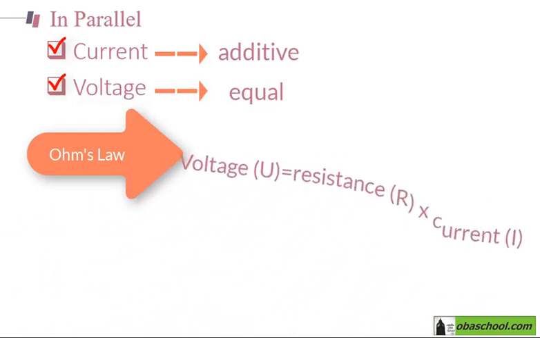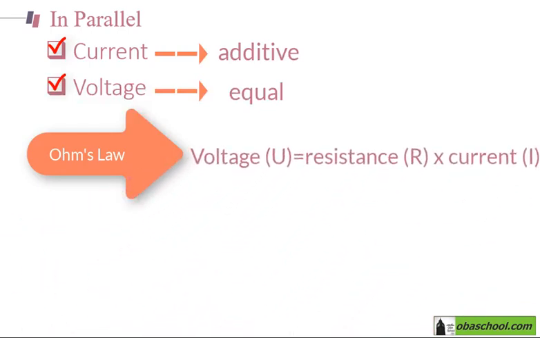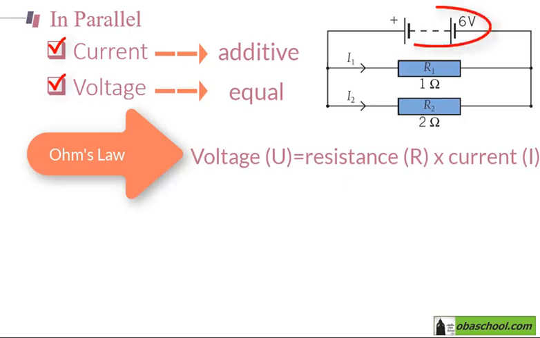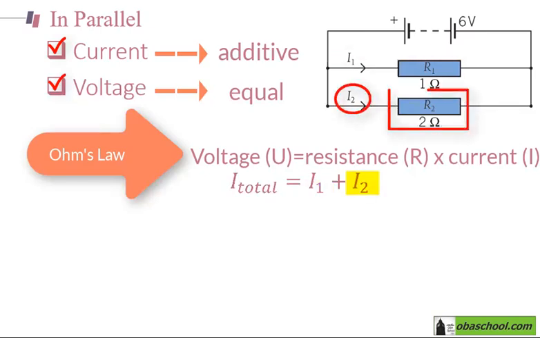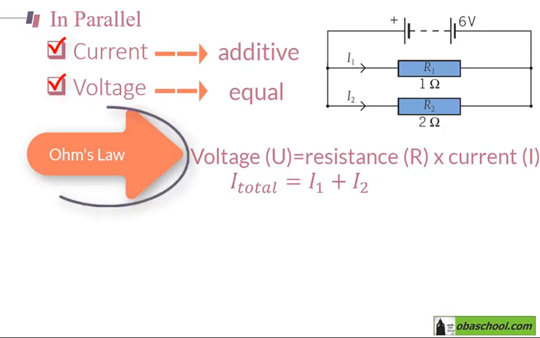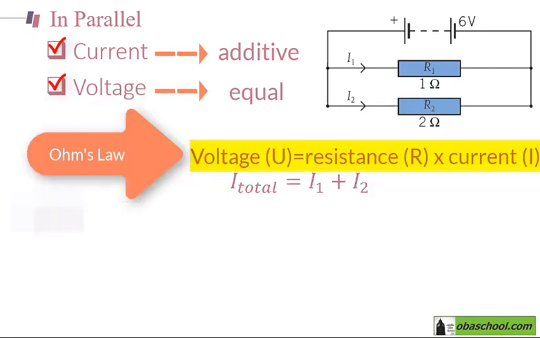The voltage is equal to the resistance multiplied by the current. And let's take the case of a battery with two resistors connected in parallel to this battery. Then the current, I total, which is the current of the circuit, is equal to I1 added to I2, where I1 is the current across the first resistor and I2 is the current across the second resistor. And using Ohm's law, V is equal to RI, and by rearranging this law, the current is equal to the voltage divided by the resistance.